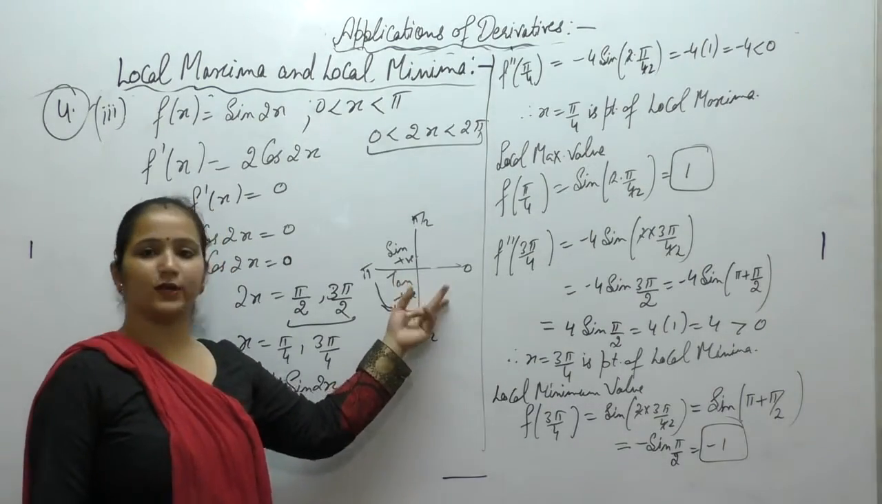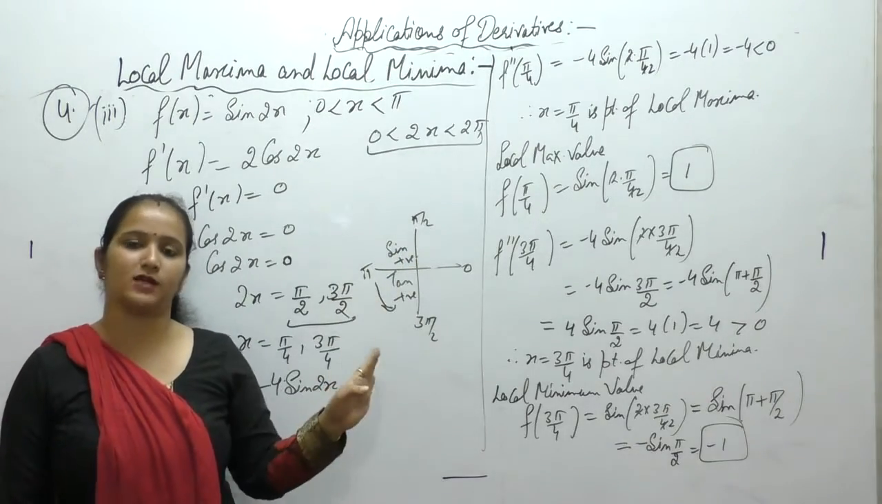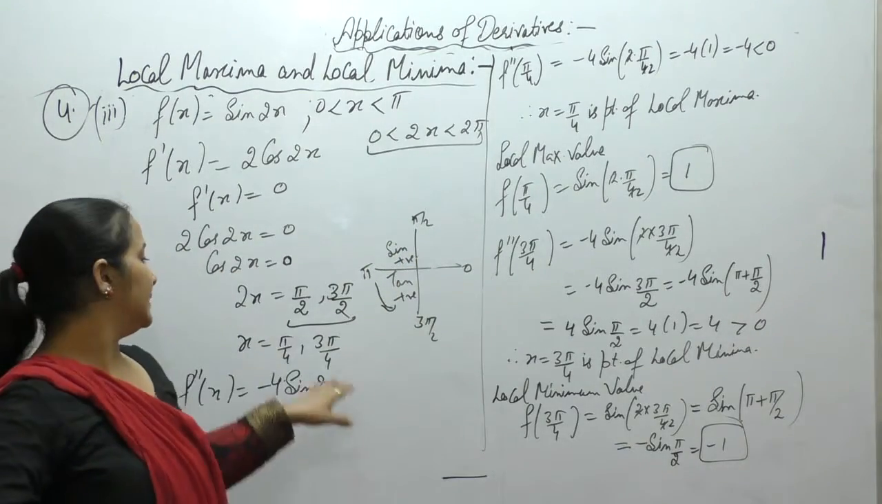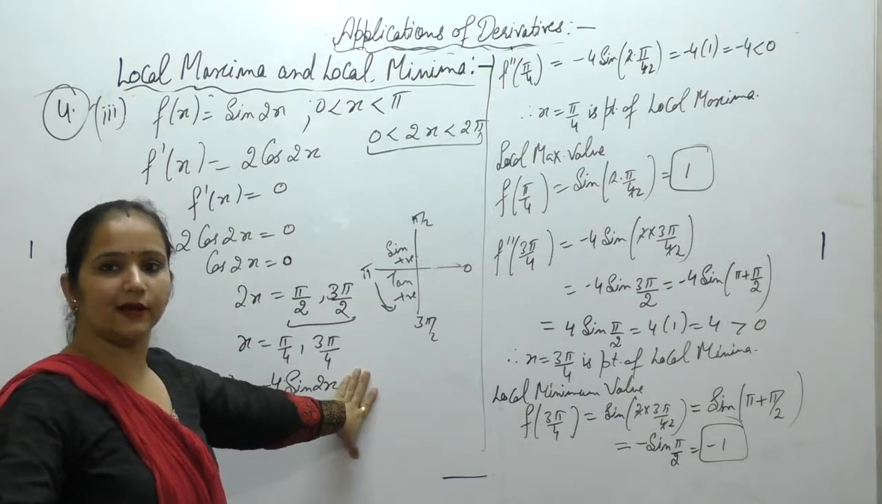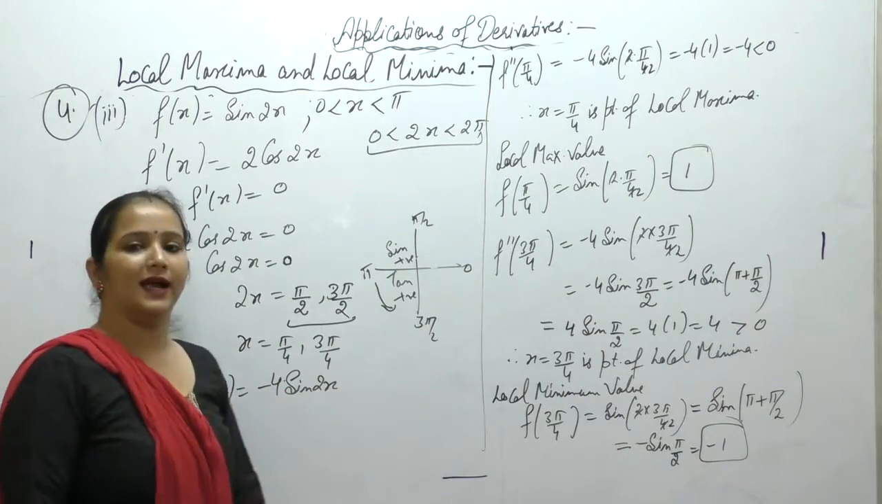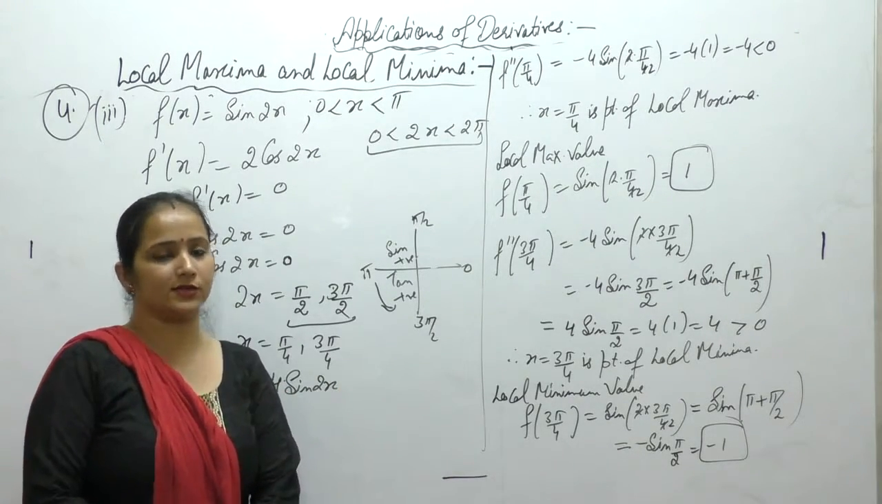You have to remember which quadrant has which function positive and negative. Then you can easily find the angles here for the trigonometric functions and then easily calculate the values.